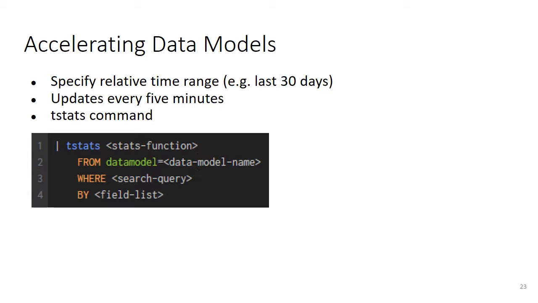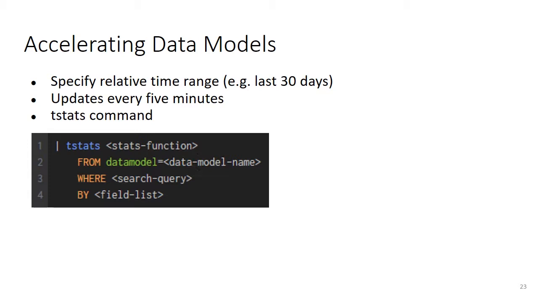For each data model, you can specify a relative time range for acceleration, such as build summaries for the last 30 days. These summaries are then updated every 5 minutes, with the front end adding 5 and the back end removing 5 minutes. The tool for querying these summaries is the tstats command, and it requires one or more stats functions, such as the average, count, or sum.